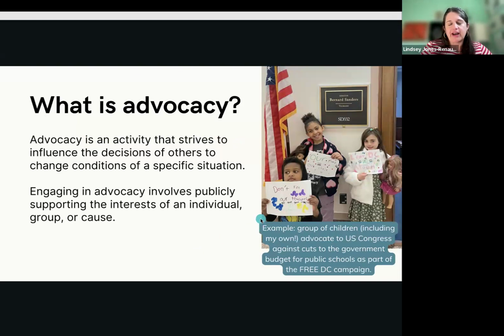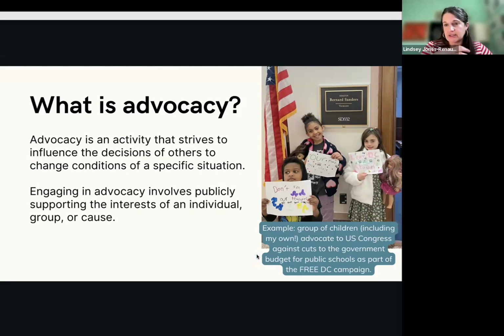Here is an example, and I'll be sharing some examples from my experiences throughout this presentation. This is an example of a group of children, including my own. This is my daughter here, Amelia, advocating to U.S. Congress against cuts to government budget for public schools as part of the Free DC campaign. So this was earlier this year.